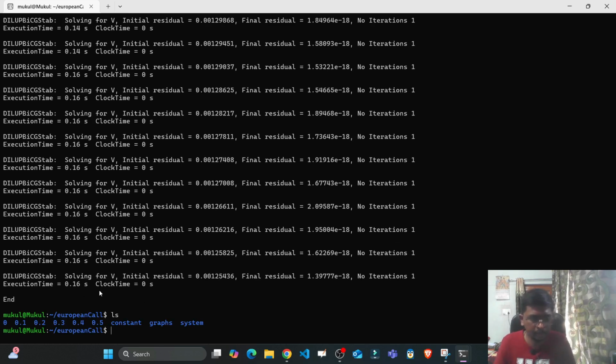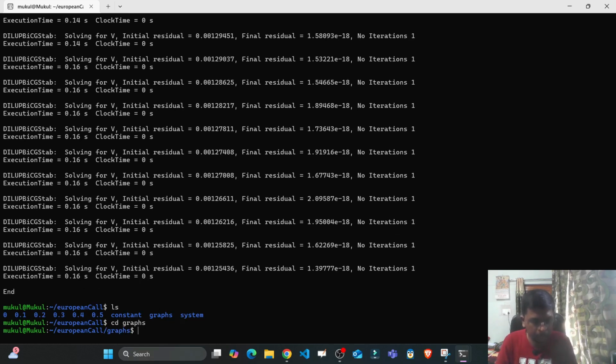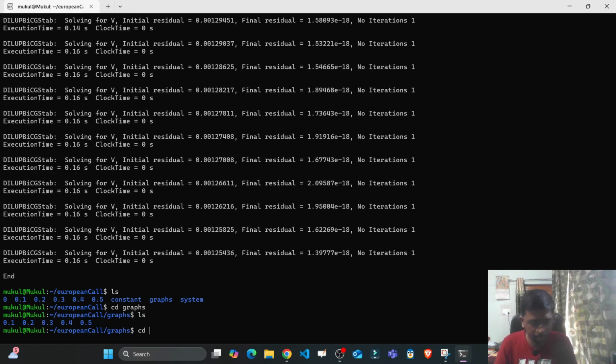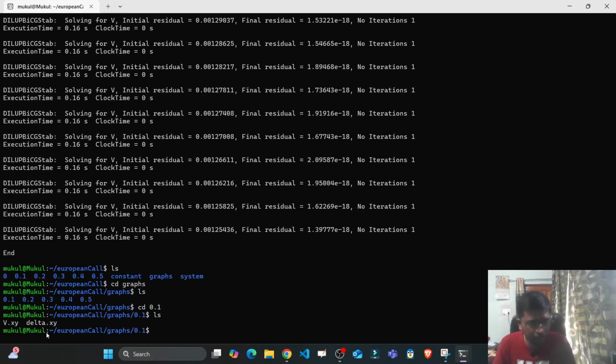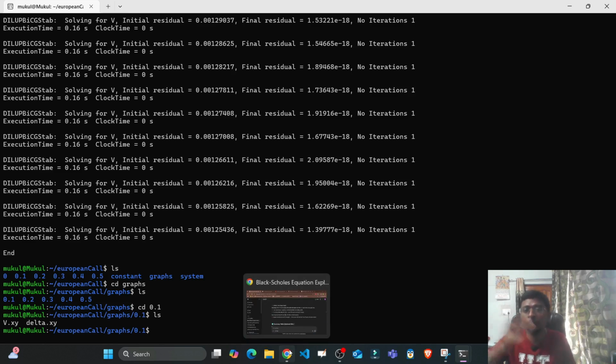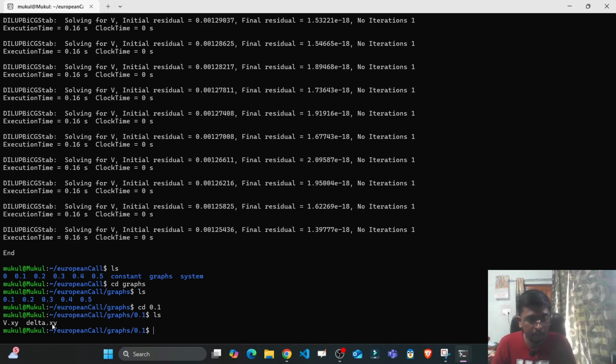We have the files here: 0, 0.1, 0.2, 0.3, 0.4, 0.5, and for the graphs it has also written some files. If you go inside, you will see the graphs directory with 0.1 and so on. V.xy is basically the value we discussed, and delta.xy is like the decrement. Yes, I'll discuss that.